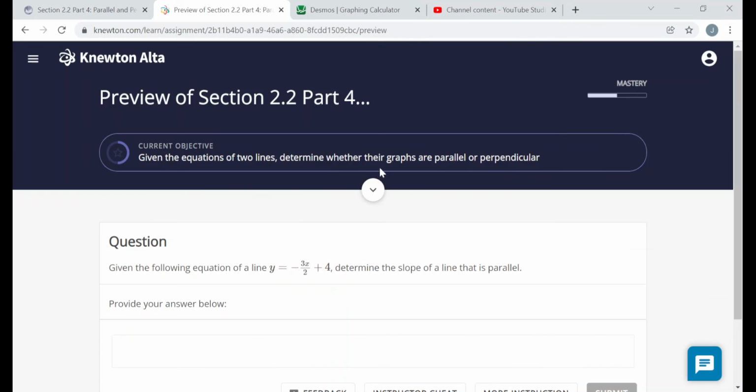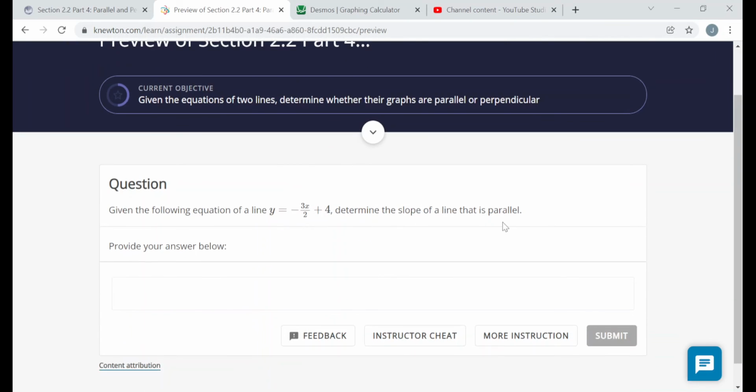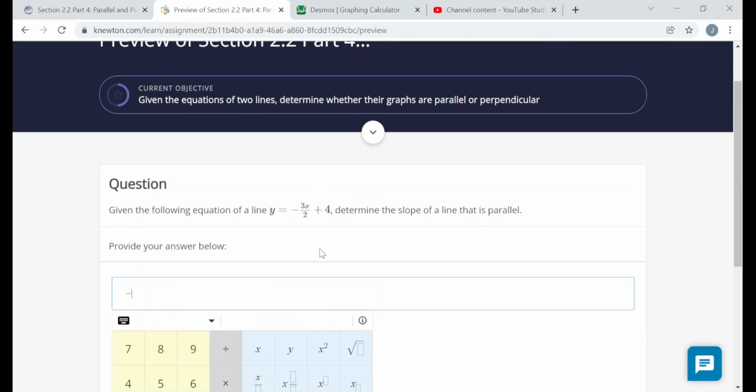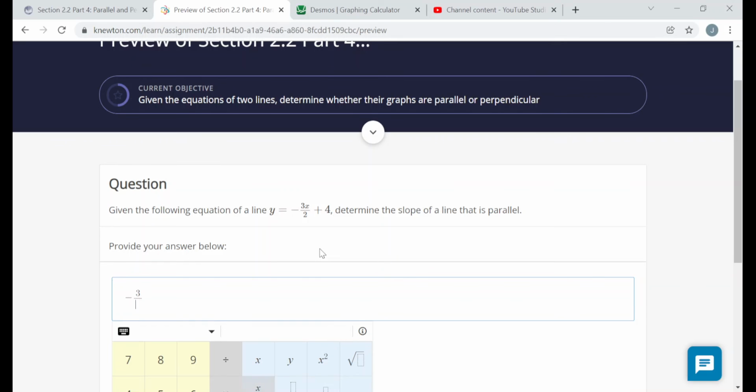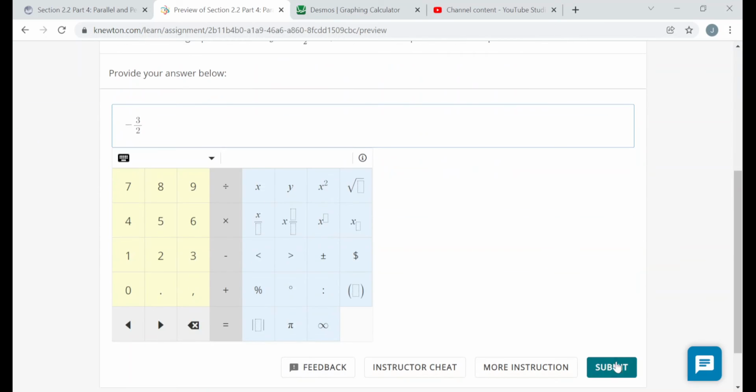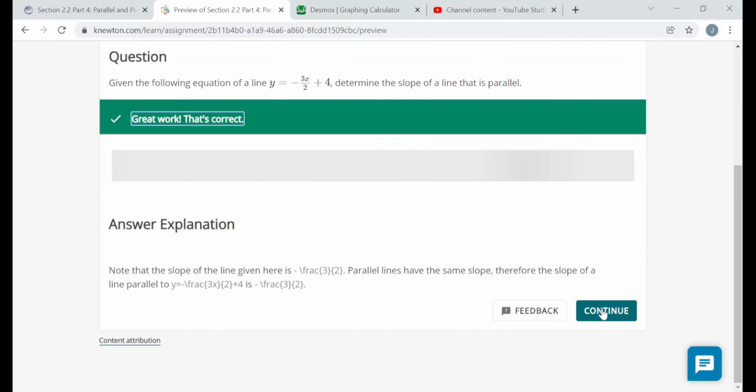Alright, so now we're here just to find the slope of a line that's parallel. I'm not even going to write this one out. This line is in slope-intercept form as they've given it to us. The slope is negative 3/2. So that would be the slope of any line parallel to it. Any parallel line should have the same slope. So I'm just typing negative 3/2. Very easy, that one.